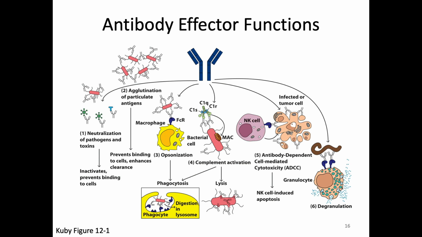I'm going to talk through the specific effector functions of antibodies. There are 6 of them in broad strokes right now. And then we're going to come back and think about some details of different isotypes. So like I said, there are 6 functions of antibodies. And we're going to go through and define each of them.